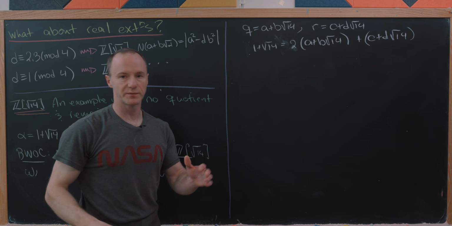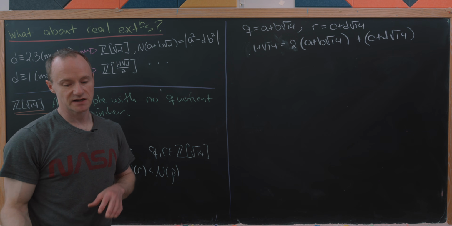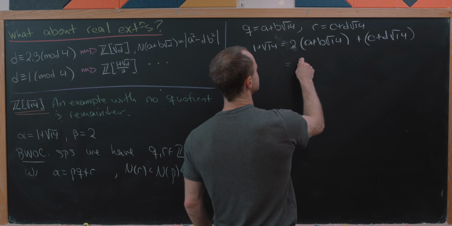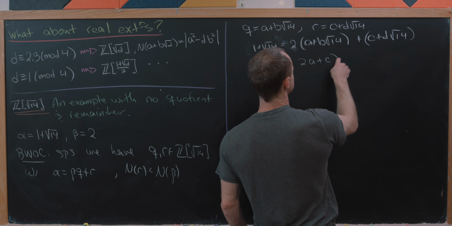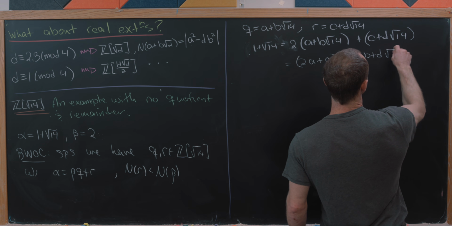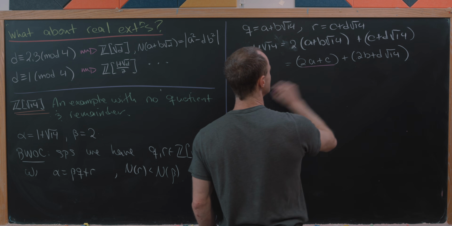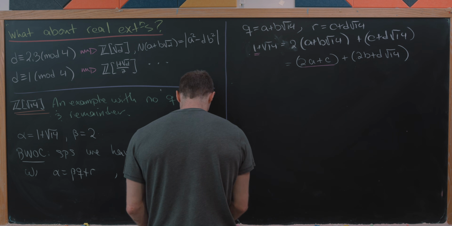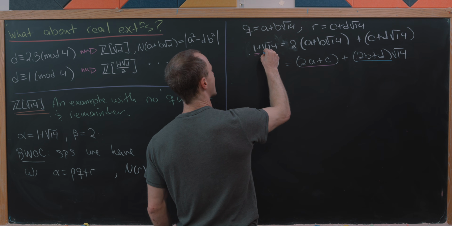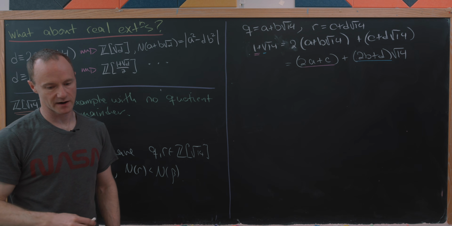Now, the idea will be to expand out the right-hand side and then recollect the integer parts and the square root of 14 parts. And so that's going to be (2A plus C), and then plus (2B plus D) times the square root of 14. So let's see, that means that 2A plus C has got to be equal to 1, and that means that 2B plus D also has to be equal to 1, because there's obviously a phantom 1 right there.